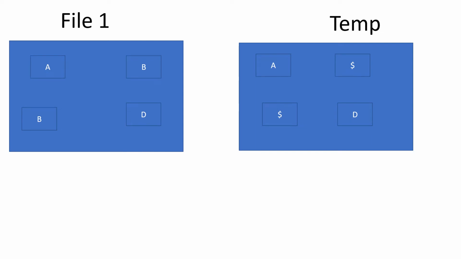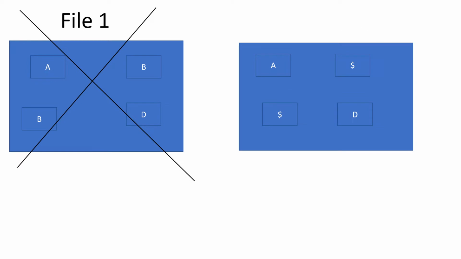After copying the data in the temporary file, we will remove the previous file, that is file 1, and after that we will rename the temporary file by the original file name, that is file 1. So now file 1 looks like it has the modified data.